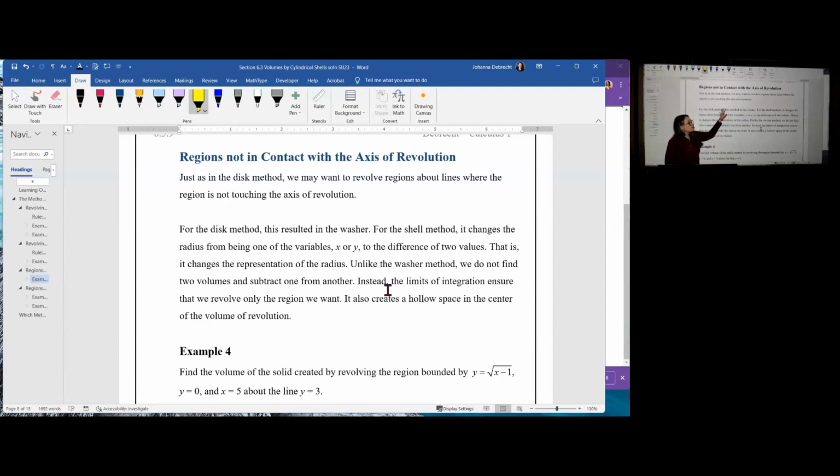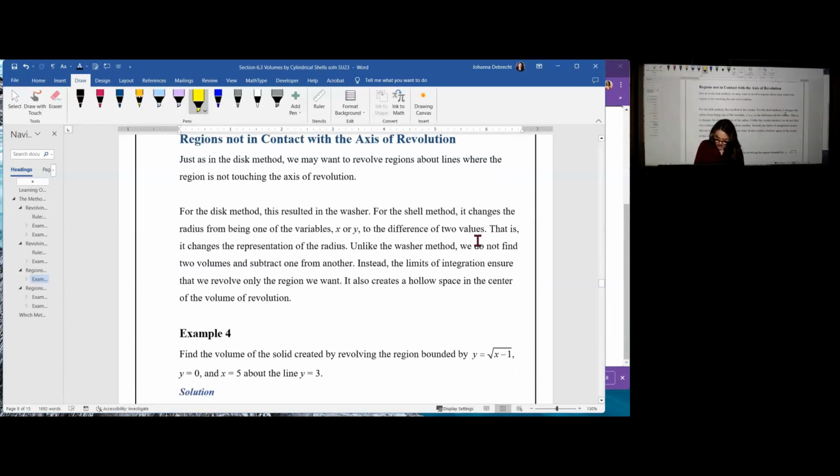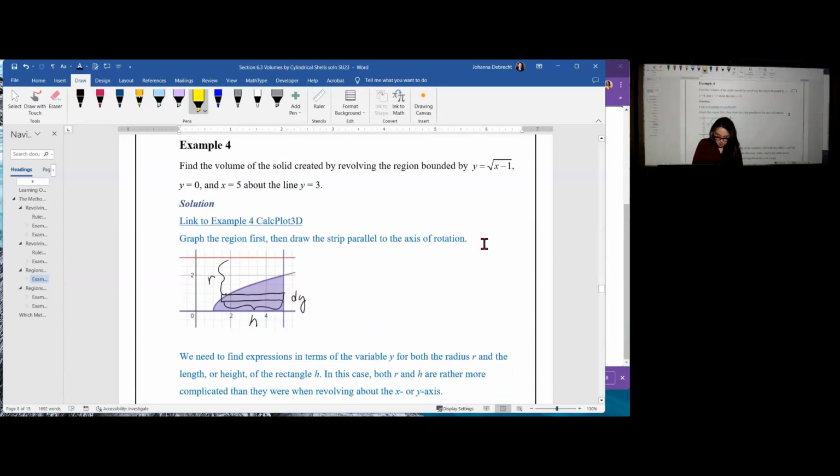We're going to have to think about how to represent the radius and the height in terms of the variable that corresponds to the differential. Let's take a look at example 4 as an example of how to accomplish this.